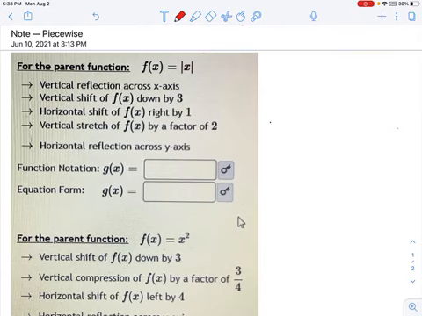So this is another style of problem which shows you in words a bunch of transformations and asks you to write that as an equation, either in function notation or in regular equation form. So I have two examples. They should cover just about everything that you're looking at. Let's just get started with this top one.